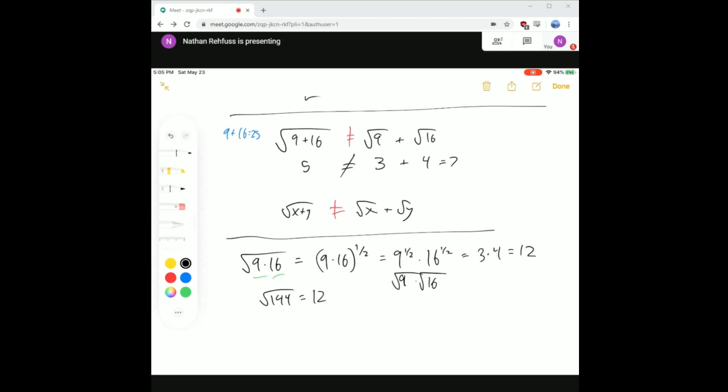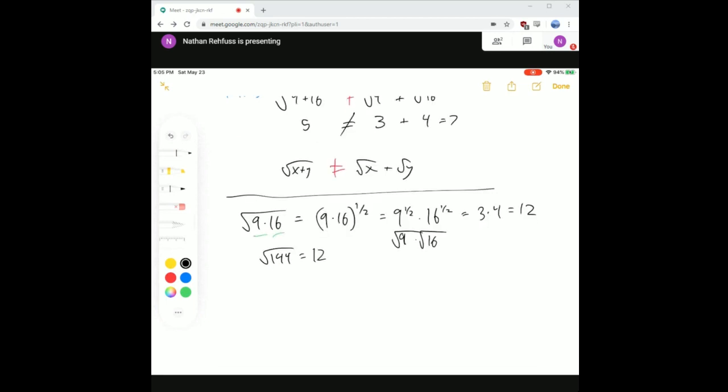This works with any two positive numbers. They have to be positive; you can't take the square root of a negative number, remember. But no matter what numbers I have, this is a rule: the square root of x times y is the same as the square root of x times the square root of y. And this is going to be tremendously helpful to us.